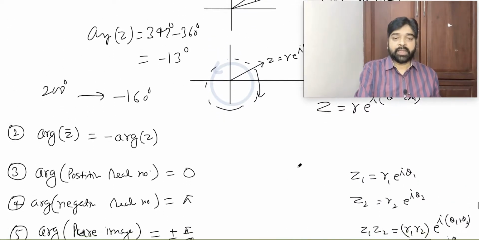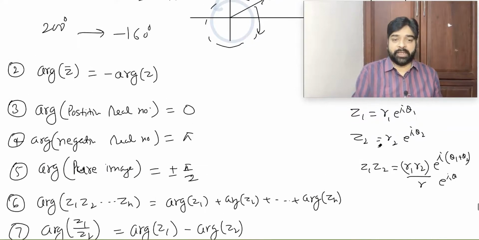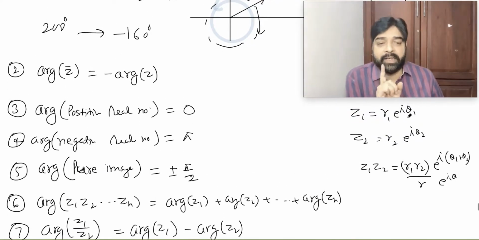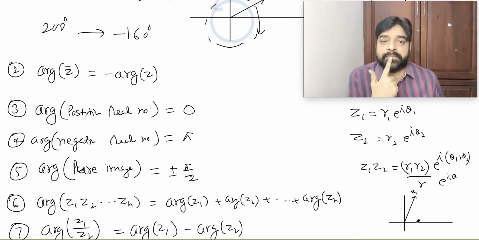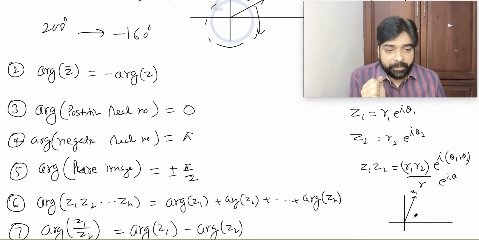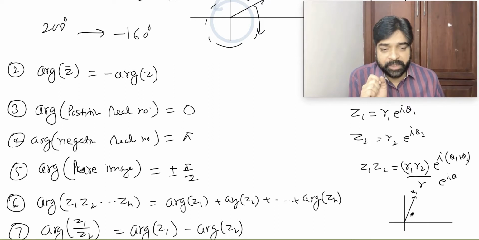Look, let me make you understand this point. Let's say we are drawing an Argand plane. Suppose your Z1 is this. Correct? This is Z1. If this is Z1, you can easily understand this whole angle will be theta 1. Yes or no? Length will be R1 and angle will be theta 1.